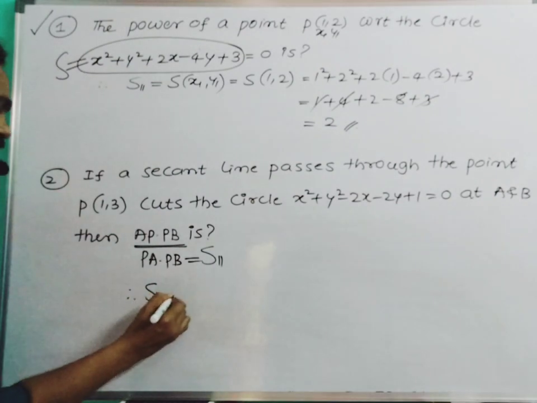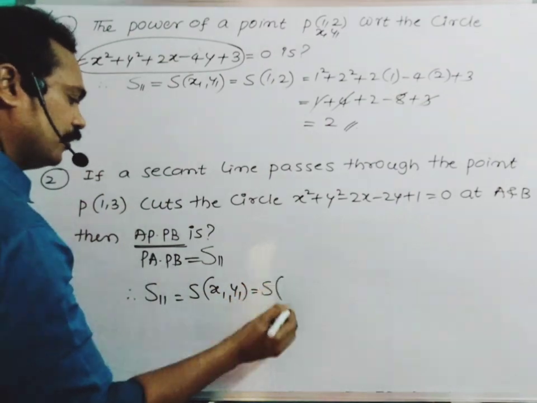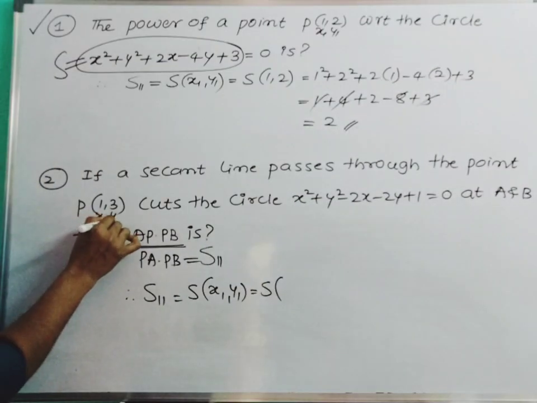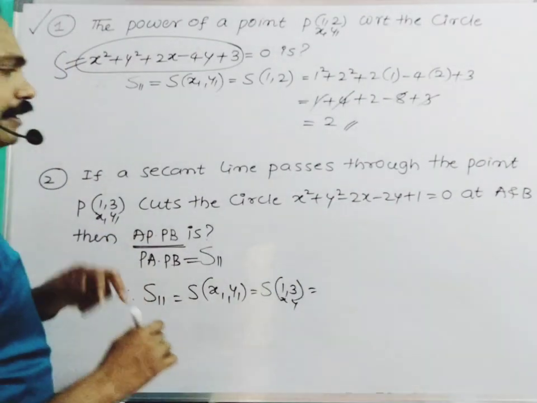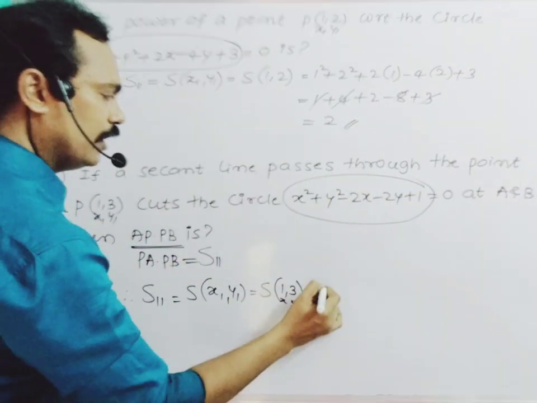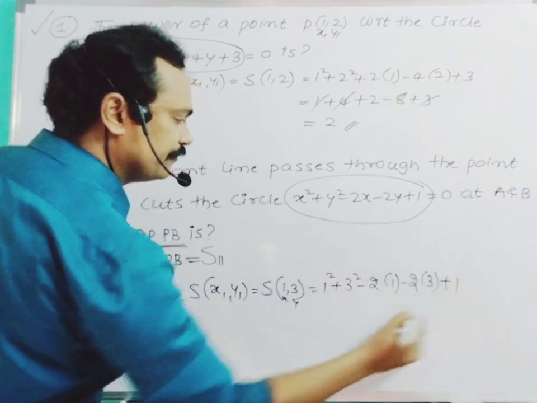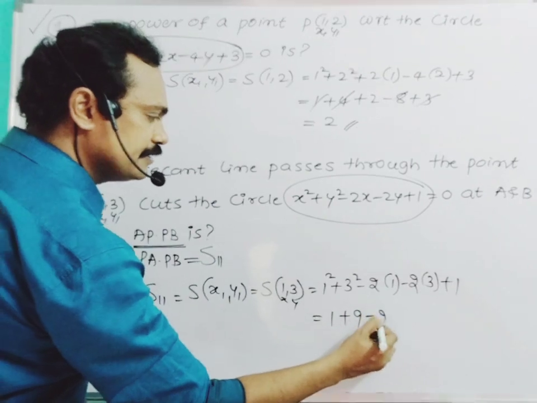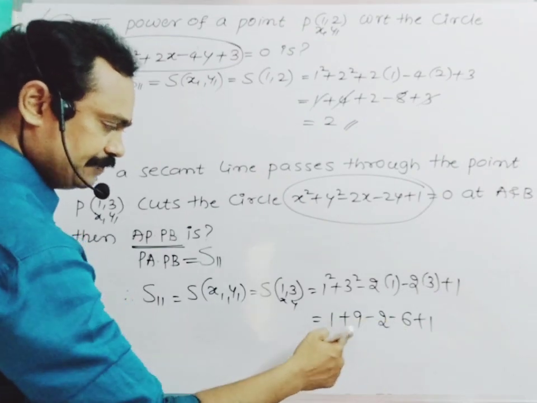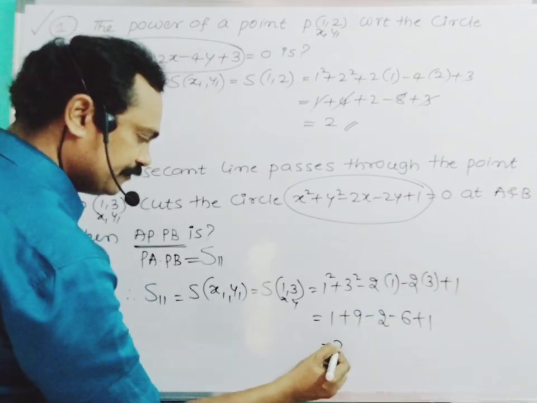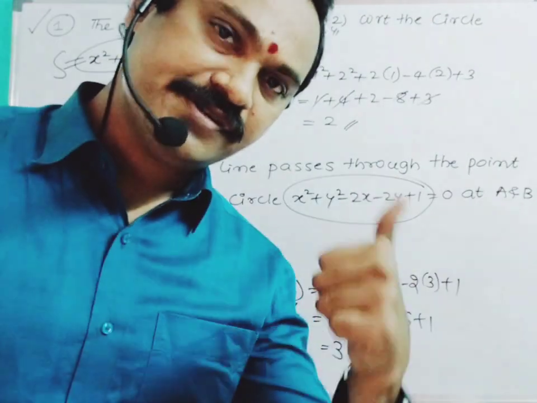So S11, how do you get? By substituting x1, y1 in the S expression. What is x1, y1? (1, 3). Chalo, substitute, this is x coordinate, this is y coordinate, in the circle equation. 1 square plus 3 square minus 2 into 1 minus 2 into 3 plus 1. 1 plus 9 minus 2 minus 6 plus 1. Minus 8 plus 9, 1. 1, 2, 1, 3. So PA into PB value is 3. Is it clear, all of you?